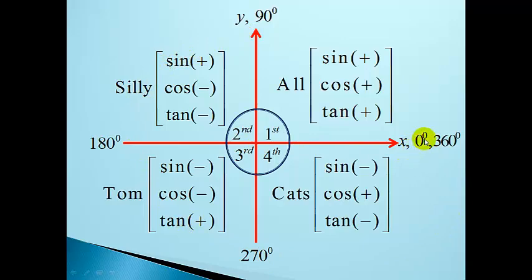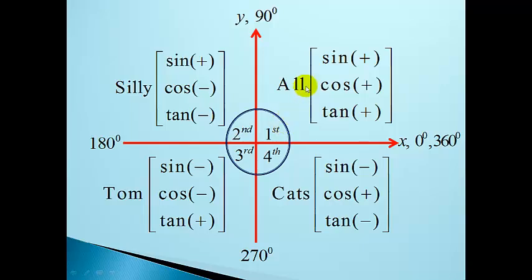So we have 0 degrees, we have 90 degrees, 180 degrees, 270 degrees, and back to 360 degrees. And 360 degrees makes one complete revolution. That is, we start from the positive x-axis till we get back to the same positive x-axis. It's one complete revolution, and that is 360 degrees. Now, we have the first quadrant, the second quadrant, the third quadrant, and the fourth quadrant.